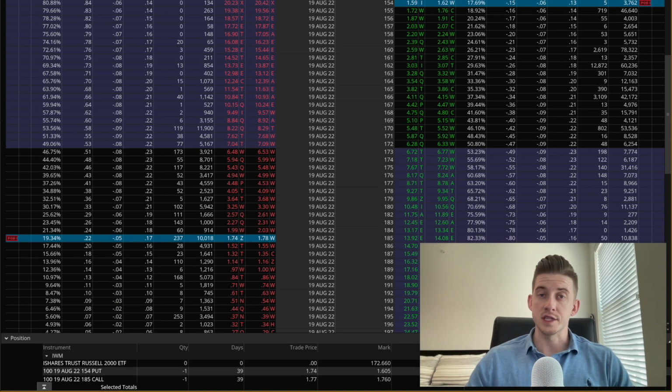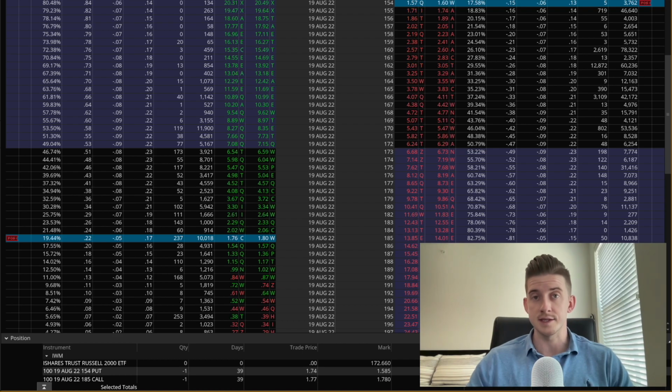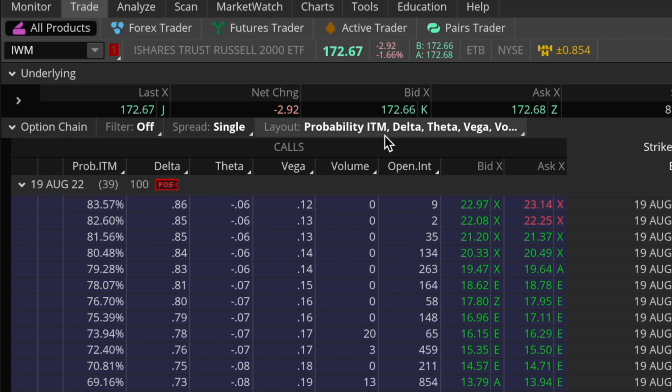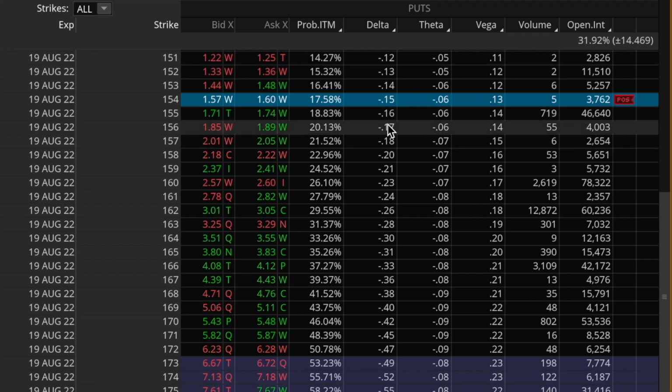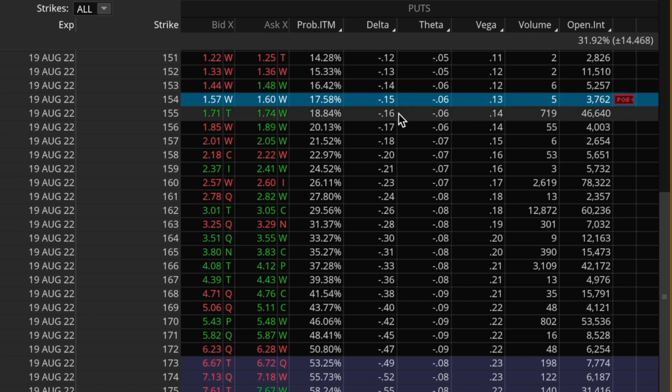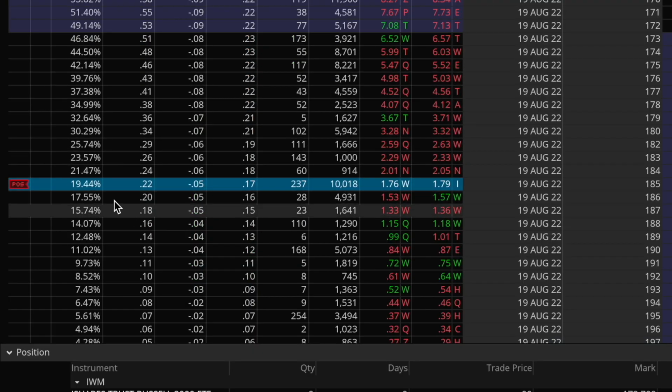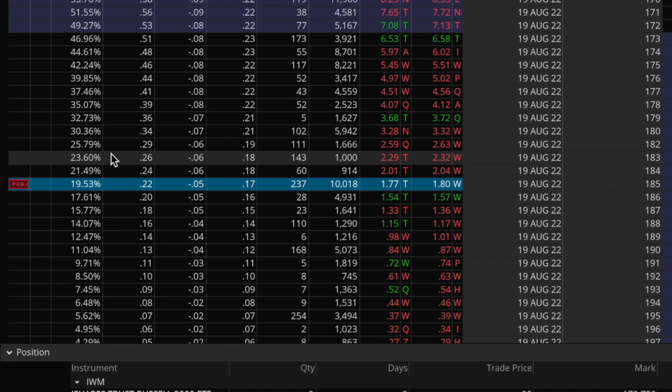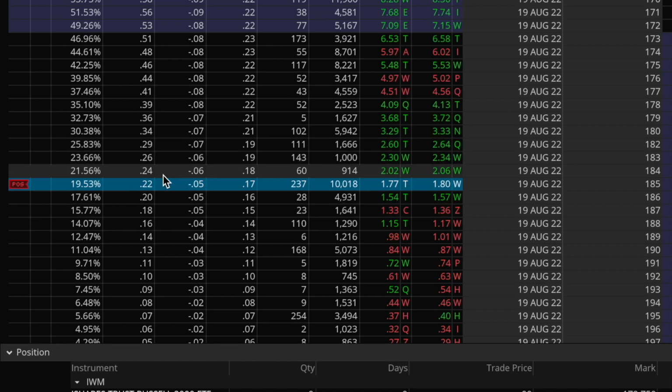Now briefly here, just to summarize what deltas are with options in case you're not aware, the delta of an option will tell you approximately how much the price of that contract will change for a $1 move in the price of, in this case, IWM. So for example, right now IWM is at around 172.5 bucks per share. If this ETF were to move up or down by $1, then the price of my put option here will change by about $15. And in a similar fashion with the call option, if IWM moves by $1, then the price of this call option will change by about $22.